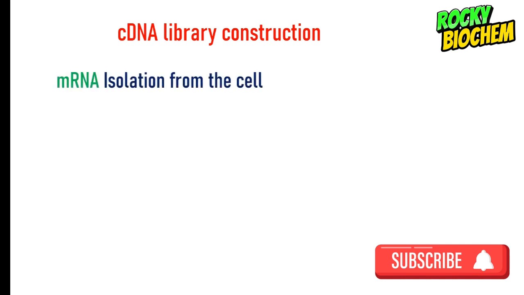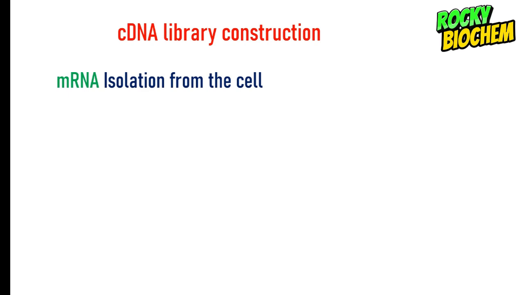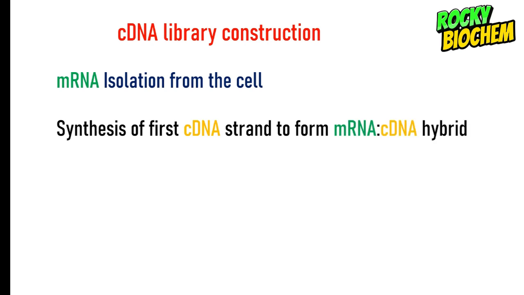Now, to make us appreciate what we are going to do today, let's do a very quick recap about cDNA library construction. We define cDNA as a complementary DNA synthesized from the reverse transcription of mRNA molecules. So, cDNA library construction involves, first of all, the isolation of mRNA from the cell, and after isolating the mRNA from the cell, then the mRNA will be used as a template for the synthesis of the first cDNA strand.